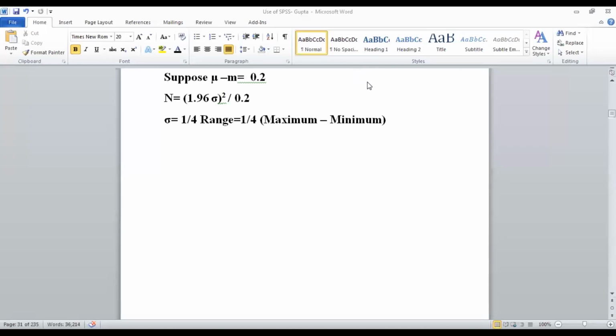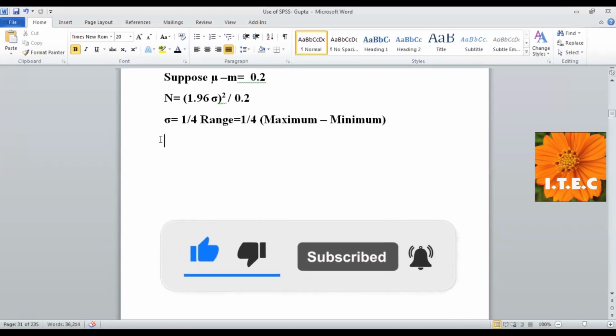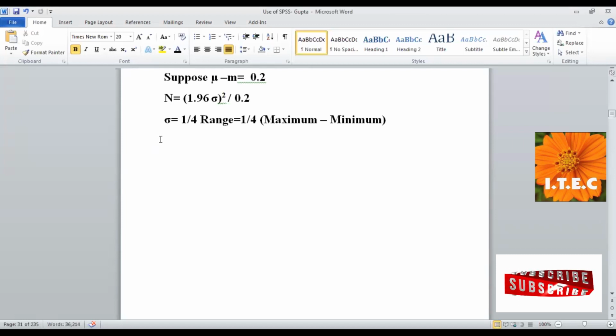Good evening to everyone. I have already told you how you will decide the size of the sample. I have already given you the methods of sampling, and I told you that you can decide the sample size only if you are using the probability sampling technique. If you are using a non-probability sampling technique, then you cannot decide the sample size.